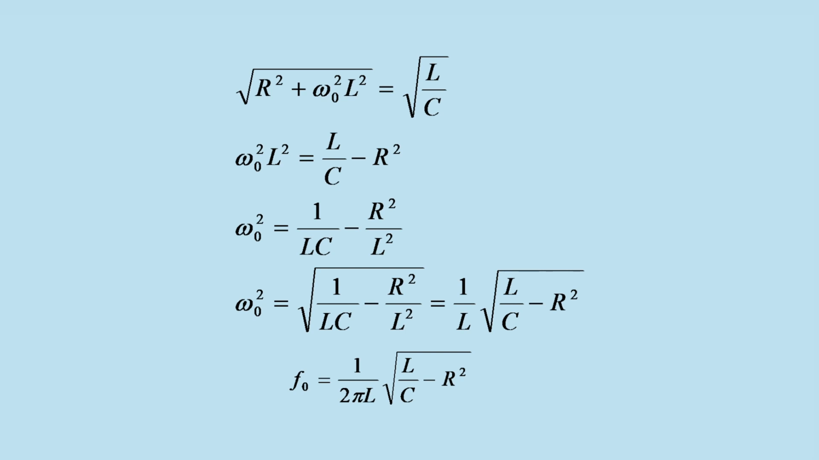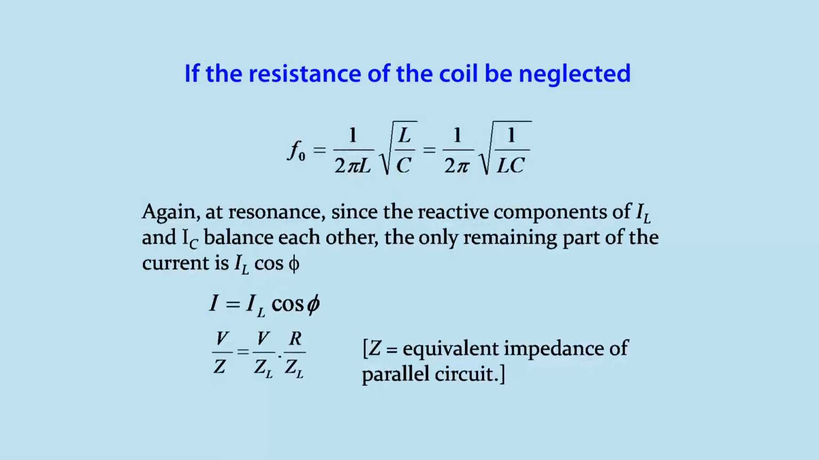So this L square can be taken outside. So you can write omega naught is equal to 1 upon L under root L upon C minus R square. So F naught can be written as 1 upon 2 pi L under root L upon C minus R square. If the resistance of the coil be neglected, then resonance frequency for this parallel circuit can be written as 1 upon 2 pi L under root L upon C. So if you take L inside of the under root, it can be written as 1 upon 2 pi under root LC.